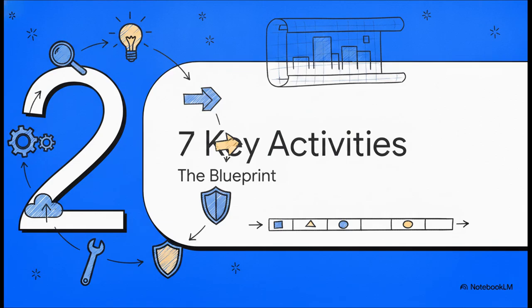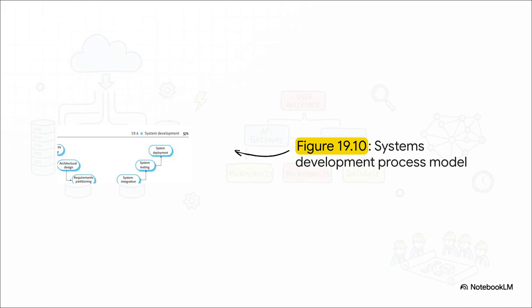Section 2. 7 key development activities. The blueprint. We are now entering a highly testable area of our program today. Take a look at figure 19.10. It brilliantly illustrates the linear flow of the 7 steps we are about to break down, moving clearly from left to right. Notice the overarching waterfall structure here, but pay special attention to those stacked concurrent boxes in the middle. This represents how different contractors actually work in parallel to build the system. Let's walk through each step carefully.